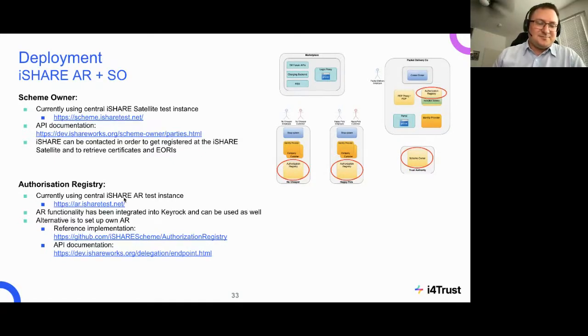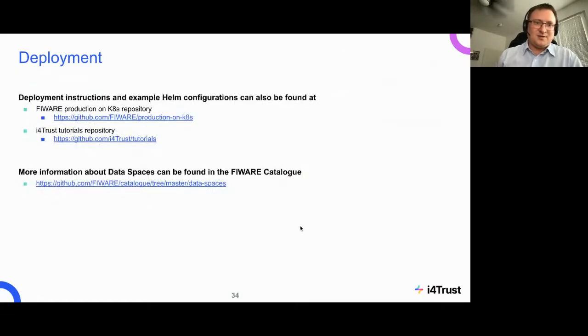And for the registry, we were also using this test instance from iSHARE. There's also a link to this reference implementation. So basically, it's also possible to set up your own registry, or to implement your own registry following this API documentation. But as I said, meanwhile in Keyrock, there's also this authorization registry functionality implemented, described by this API documentation. So you can handle all of this also with Keyrock.